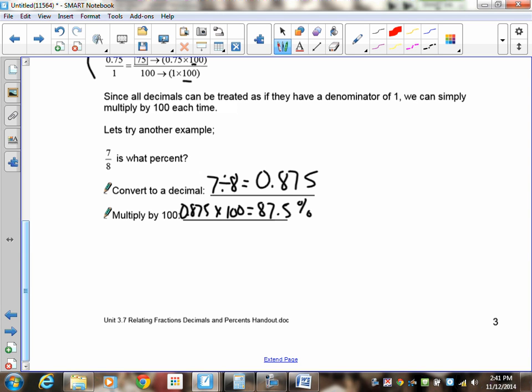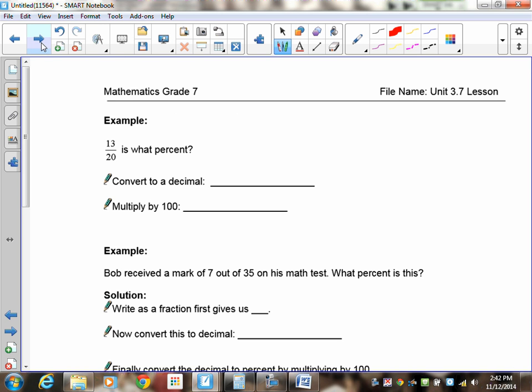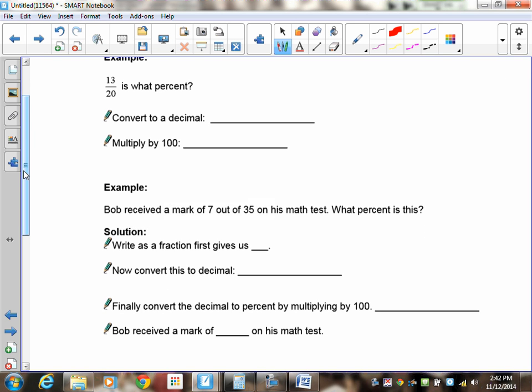What you did, divided. What you got, 0.875. What you did, multiplied. What you got, 87.5%. Now don't forget, this now has a unit. That unit is the percent sign, and you have to include it, because what you're telling someone who's looking at it is this is based out of 100. So they have to use that to compare it. All right, let's have you go to the next question. I want you to do 13 over 20, pause the recording, and then do that question.